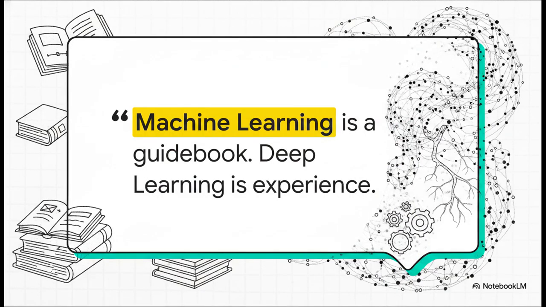I want to leave you with this core thought to help you remember everything we've talked about today. Machine learning is learning from a guidebook. It's solid, it's reliable, but it certainly has its limits. Deep learning is learning through years of rich, complex, messy experience. It's dynamic, it's deep, and it gets exponentially better the more it interacts with the world.